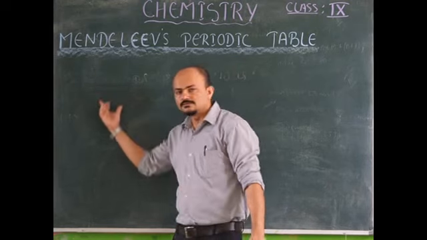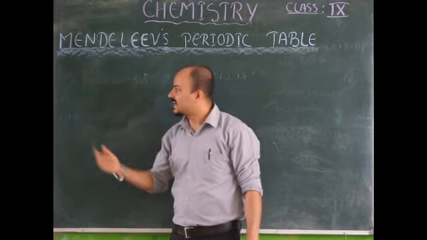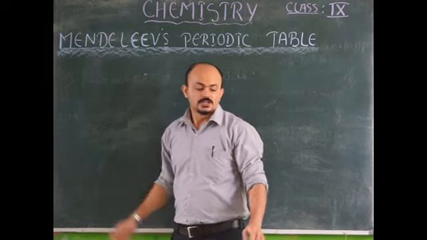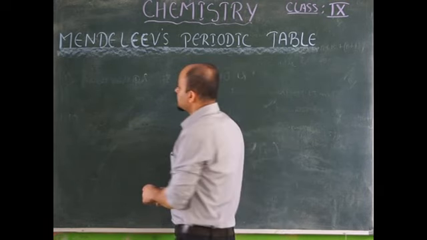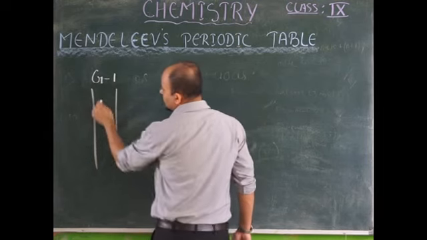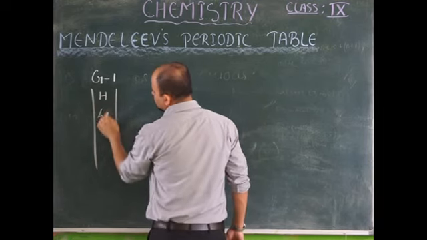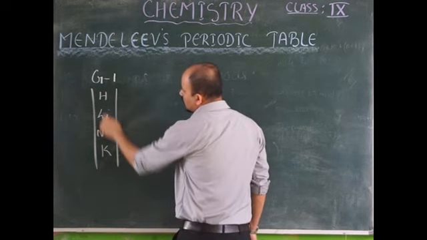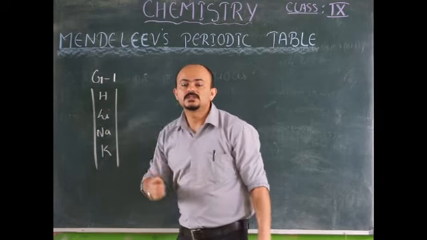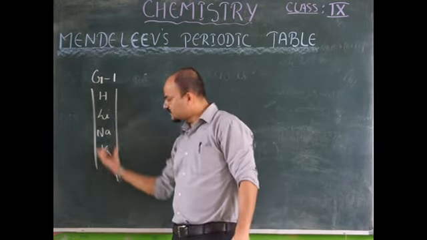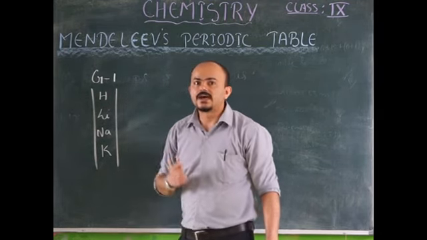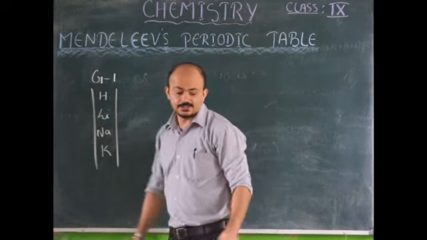Now, groups are vertical columns. If elements are lying in the same vertical column, that is a group, their properties will be the same. In today's periodic table, you must have seen group 1. Group 1 consists of hydrogen, then lithium, sodium, potassium. All of them are lying in the same group, so they will have similar properties. Please remember, if they are lying in the same vertical column, they will have similar properties. And one more thing, their valency will also be the same. Please do not forget this.